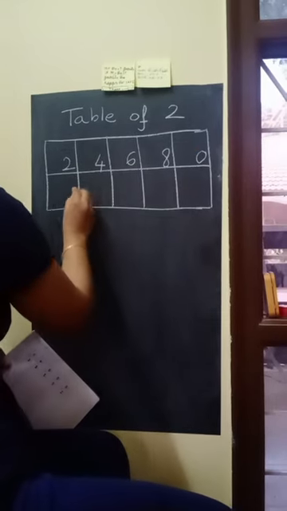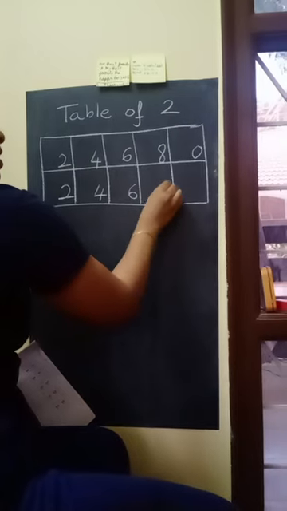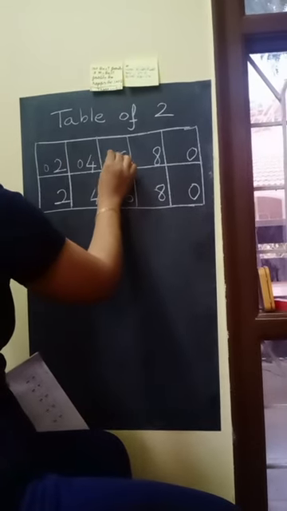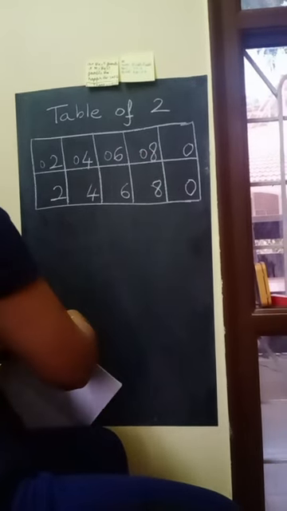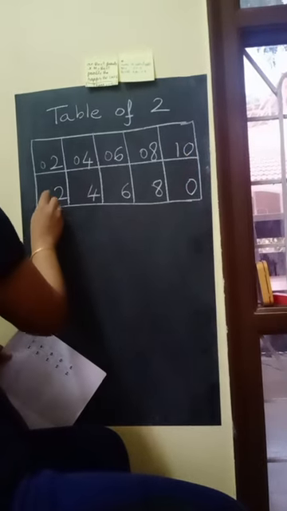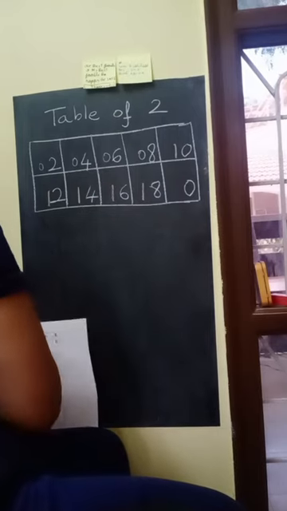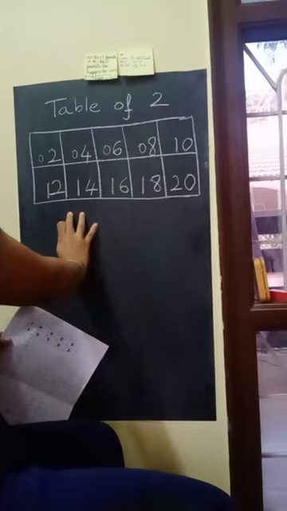Now we will write the same thing again. 2, 4, 6, 8, 0. Now, in the first row we will write zeros in the front. And then we will write 1. Then we will write all the 1s, 1, 1. And then write 2. This will make our two tables.